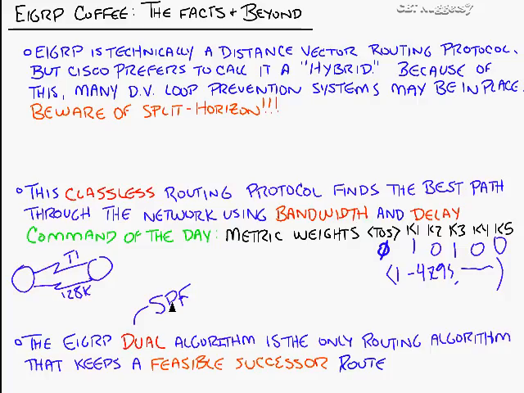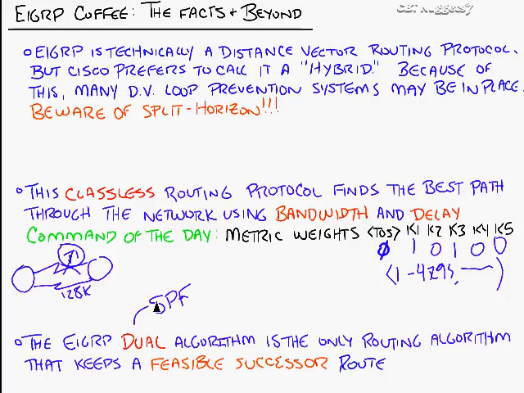If you are using the SPF algorithm, which is essentially every other routing protocol, IS-IS, OSPF, all of them really use SPF, then this is not even considered. It says, I have that, it's in my topology table, but this goes in the routing table, no ifs, ands, or buts about it. Now what happens when that T1 line goes down?